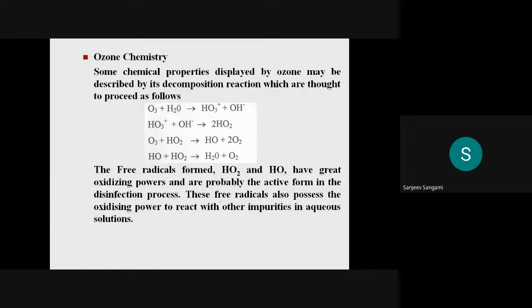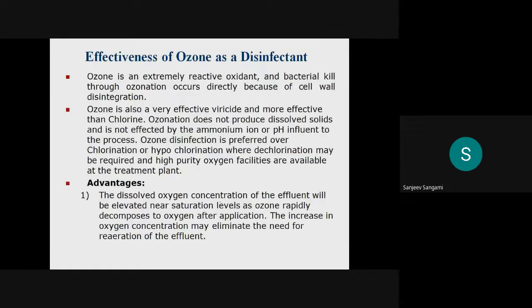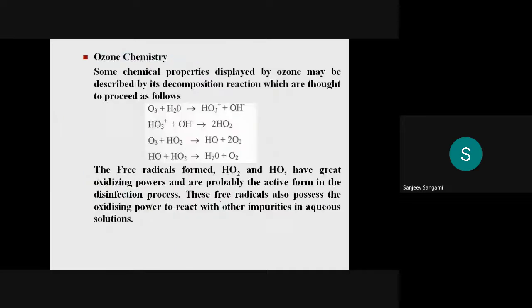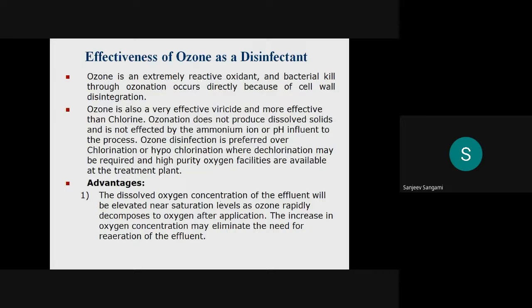The ozone chemistry, as far as your syllabus is concerned, is not required. We'll skip it. If you want, you can read it later.